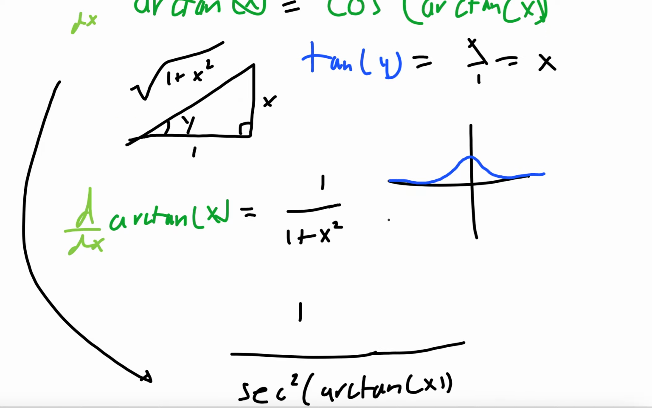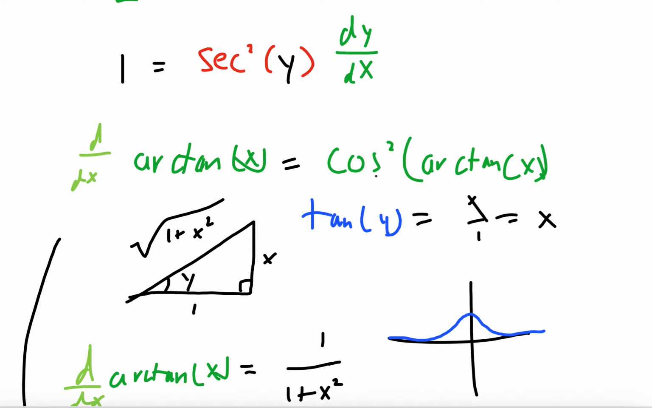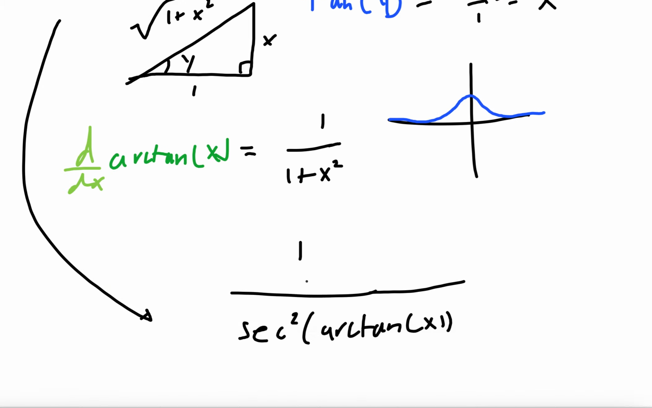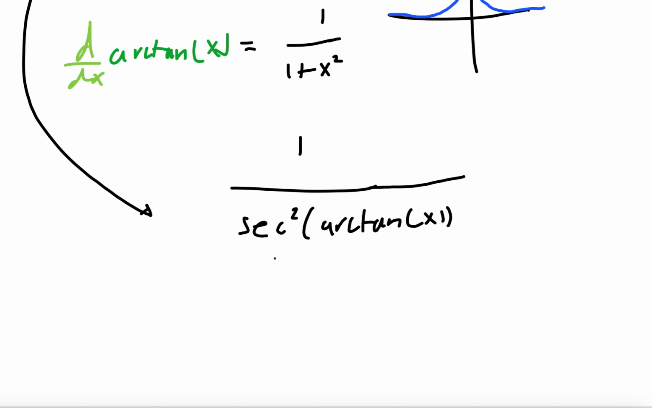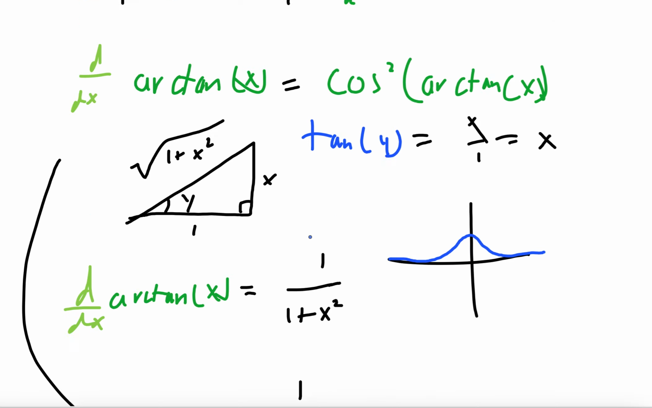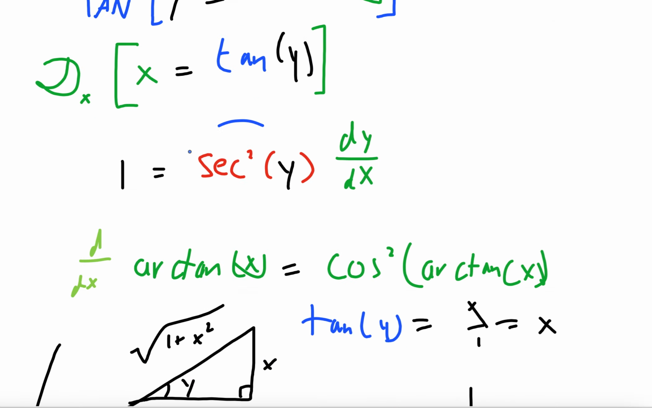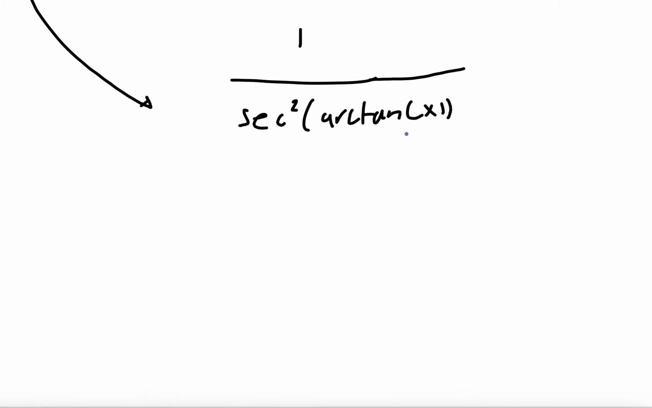I encourage you to convince yourself to see that this is true, that cosine squared of arctan of x is just 1 over secant squared of arctan of x. But what does that mean? We know that when we took the derivative of tangent here, we got secant squared of y, the inverse function.